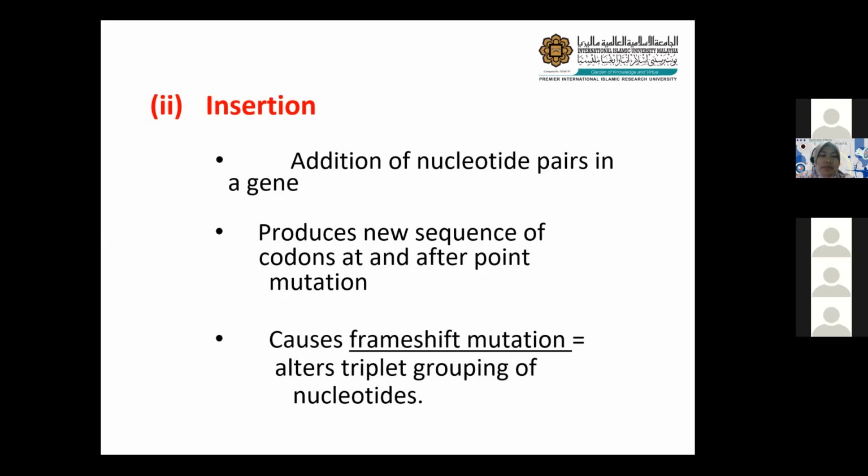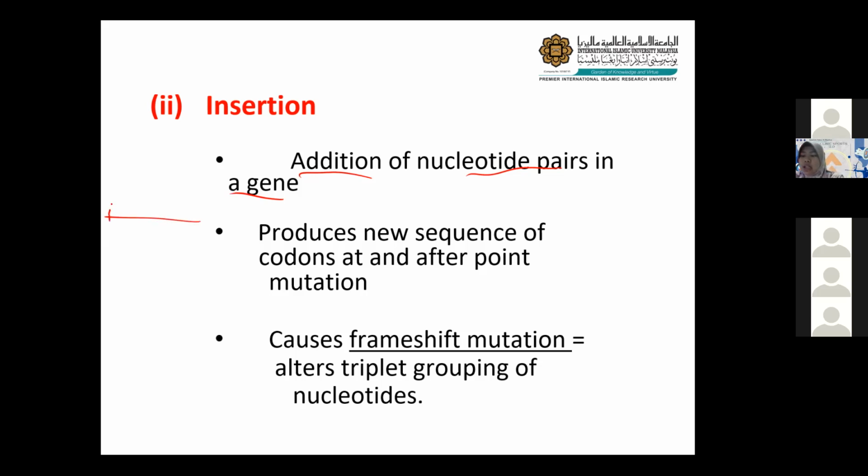Okay, let's continue. Right, the second type of point mutation or gene mutation is insertion. If substitution, what we have discussed earlier, is when one nucleotide is substituted with another nucleotide, insertion is the addition of nucleotide pairs in a gene. So an external DNA nucleotide is added into the sequence. It means something new enters the sequence.